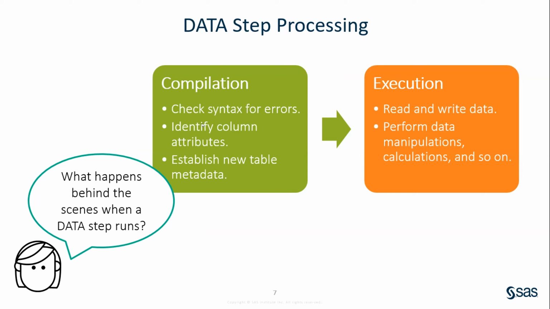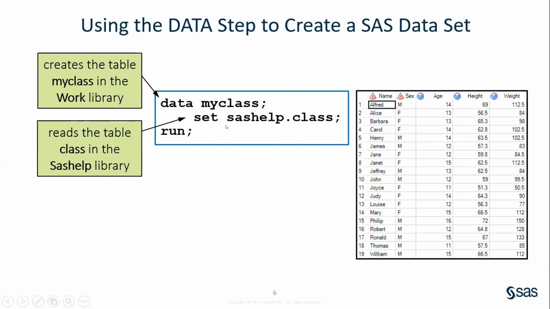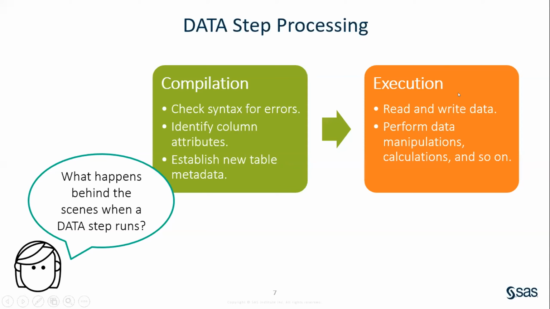Can you say it slowly? Yes, sure. I hope you remember descriptor and data portion. Those are the two parts of your table. Correct? Yes. So whenever you submit this data step, what happens at the back end is that your data step gets processed in two phases, compilation and execution. Compilation is the phase where SAS creates your data's descriptor portion, whereas your data portion is created during the execution phase. Simple?